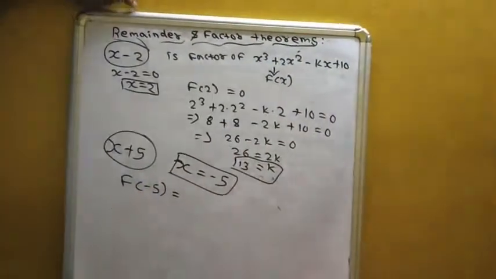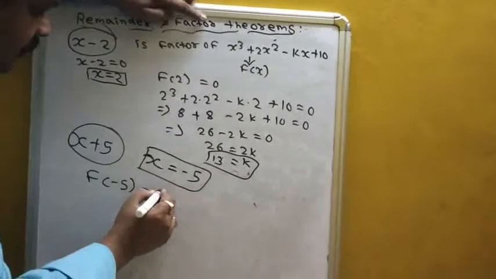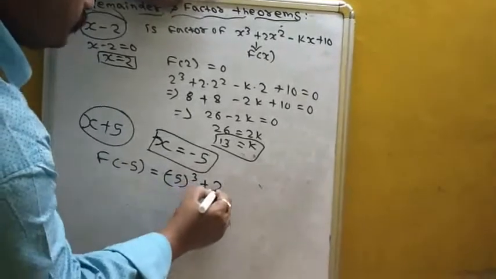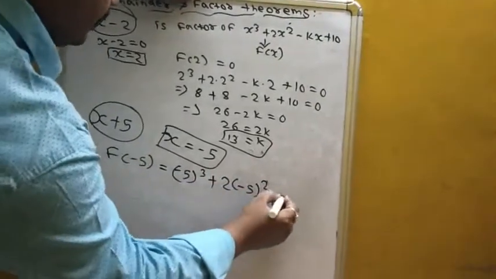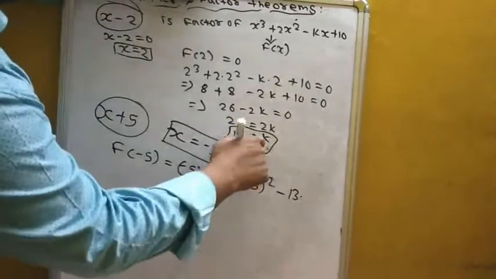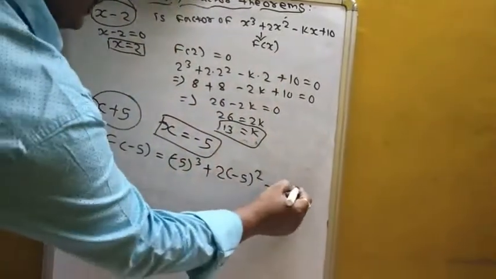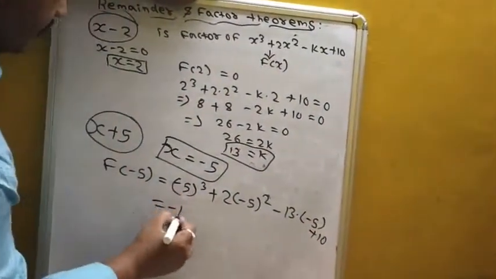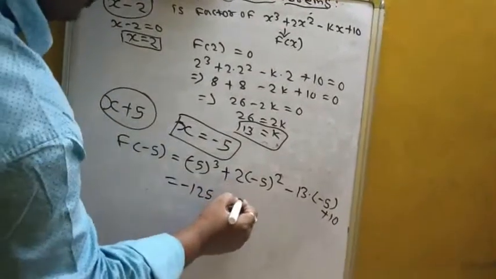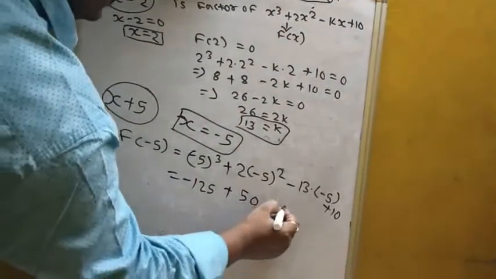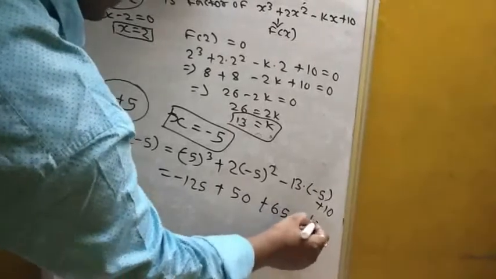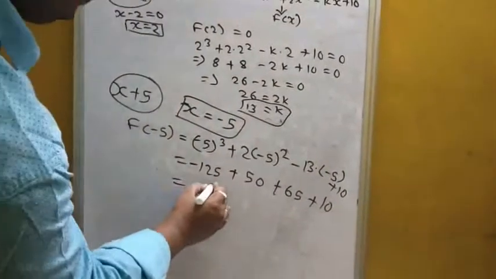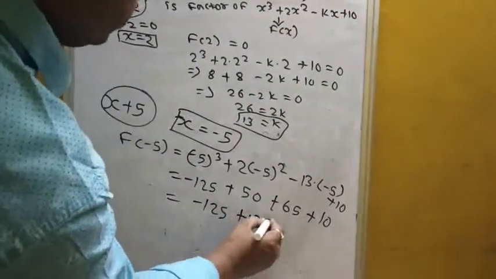F of minus 5 means what? The equation is x cube, so minus 5 cube plus 2 into minus 5 square minus 13 into minus 5 plus 10, already you got k as 13. Minus 5 cube means minus 125, plus 2 times 25 is 50, plus 65, plus 10. That is 50 plus 75 minus 125, so the total is 0.